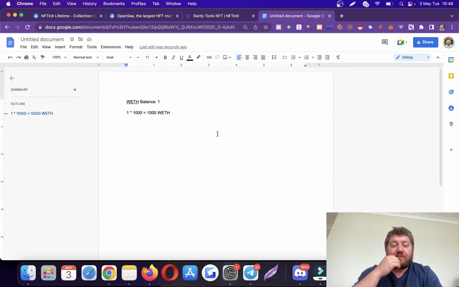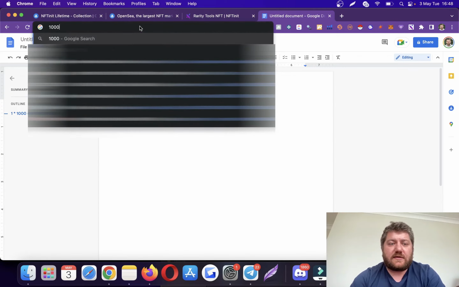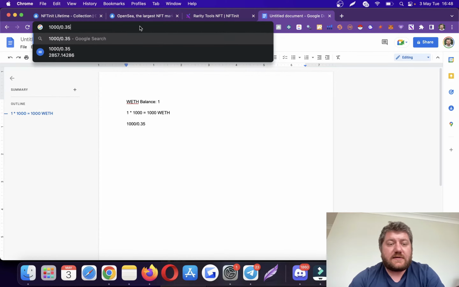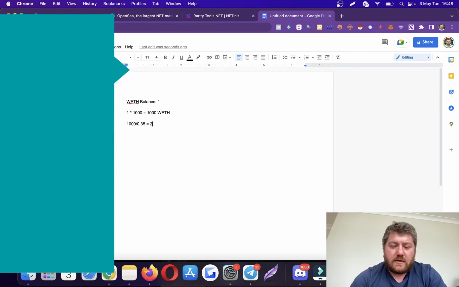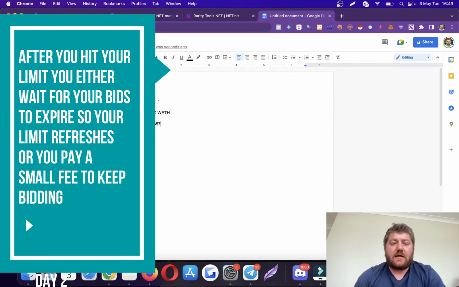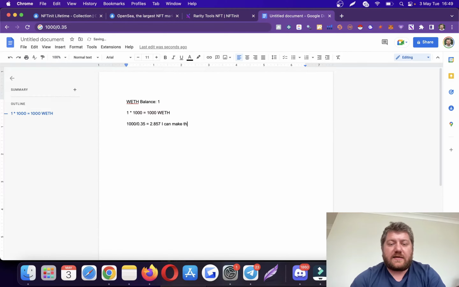So which means that if I'm making bids of 0.35, actually I can make this many bids. So let's calculate it here. I can place almost 3000 bids, 2857 to be exact. 2857 bids. Yeah, actually let me write it down. I can make this many, right?